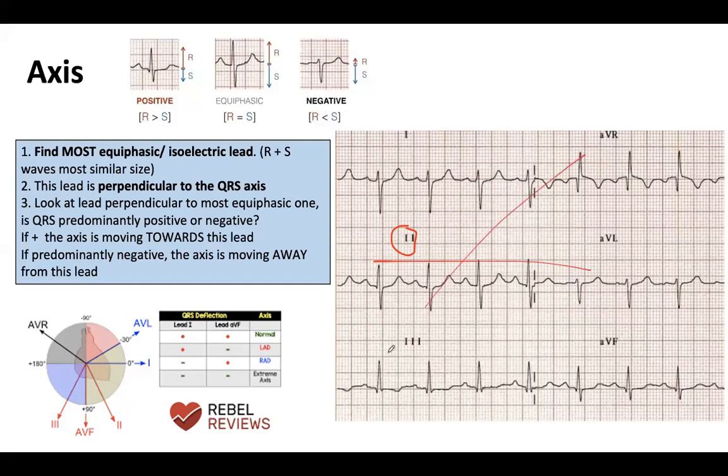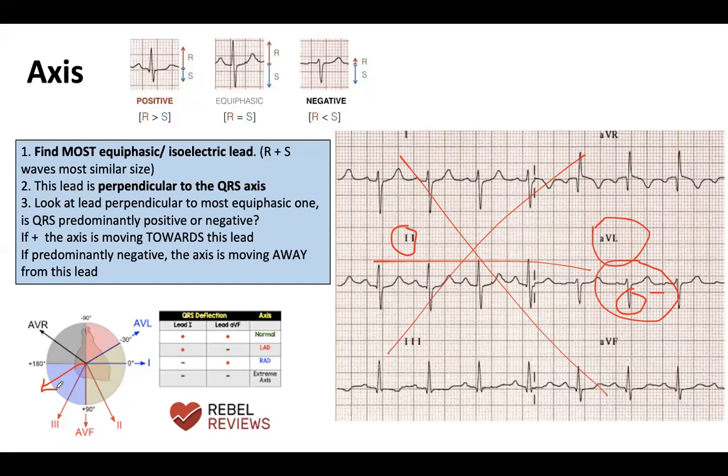Draw a little star. AVL is 90 degrees. Is AVL mostly negative or mostly positive? It's mostly negative. So we go to AVL. Is it going towards AVL? No, because it's negative. It's going away from AVL. So this is right axis deviation, and the axis is about 150 degrees.